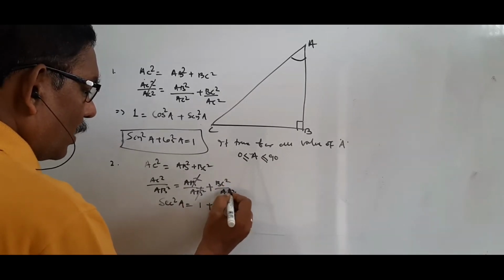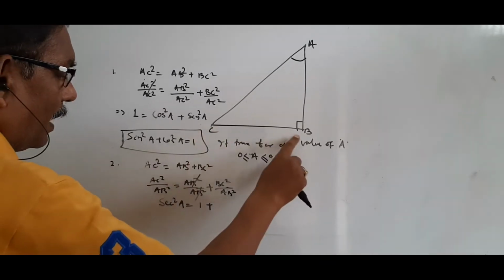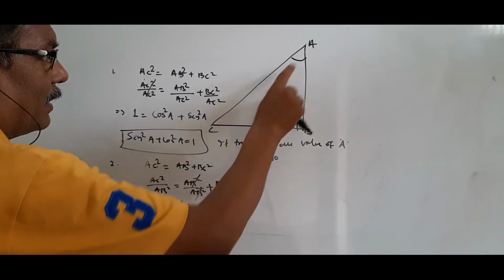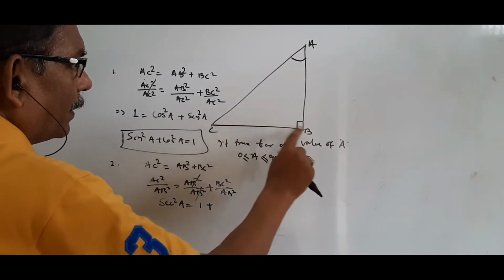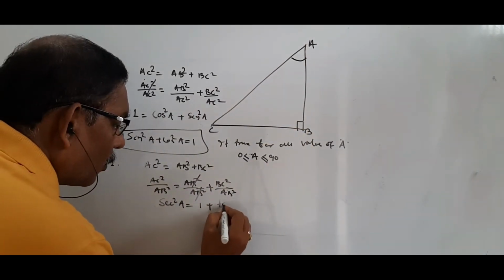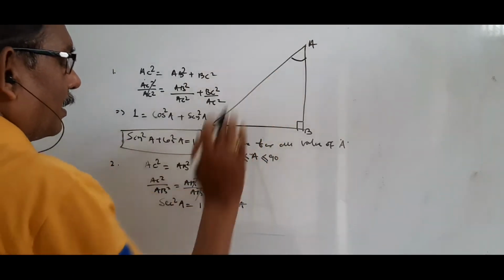Then BC square by AB square. As A is the base angle, BC is the perpendicular, so perpendicular by base gives you tan square A. Because our base angle is A, not theta.